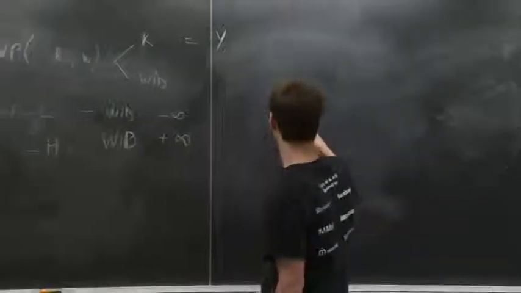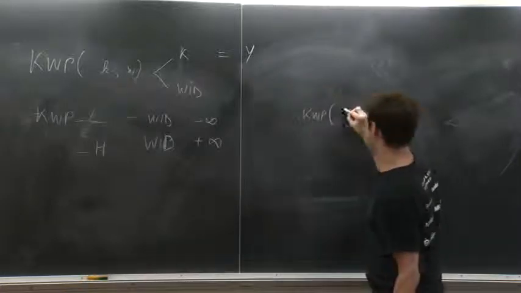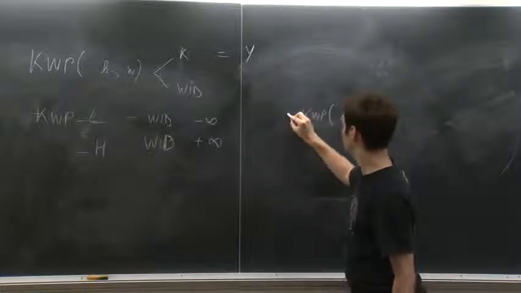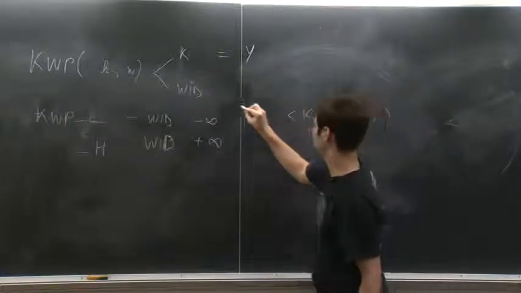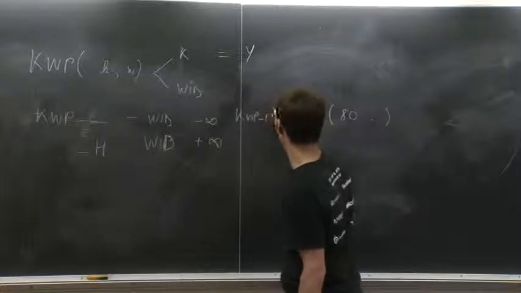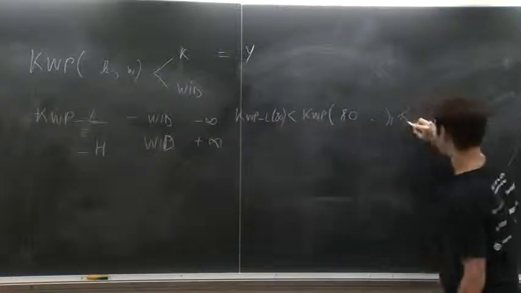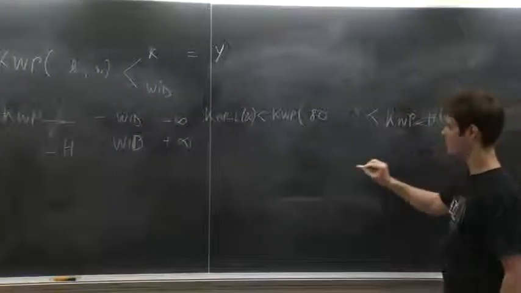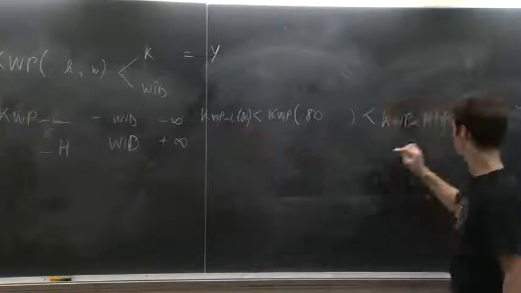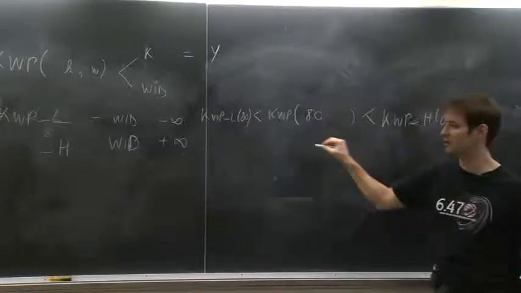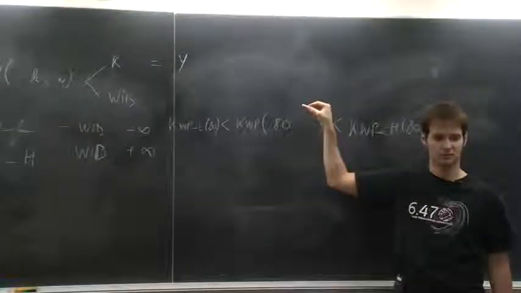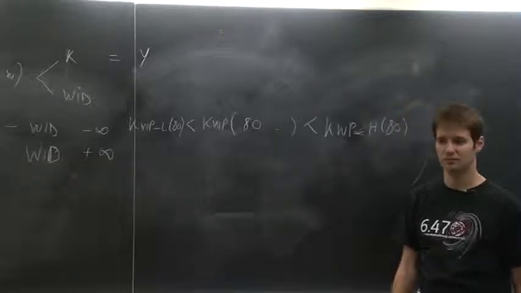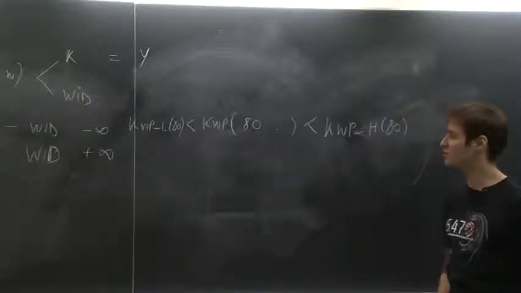So if I have a real key wire pair, and it has a wire whose coordinate is 80, this is going to be bigger than a key wire pair L with coordinate 80, and it's going to be smaller than a key wire pair H with coordinate 80. So if you do a query using this and this, it's going to grab all the wires with coordinate 80. Does this make sense?